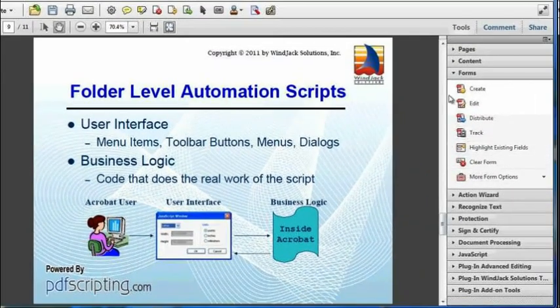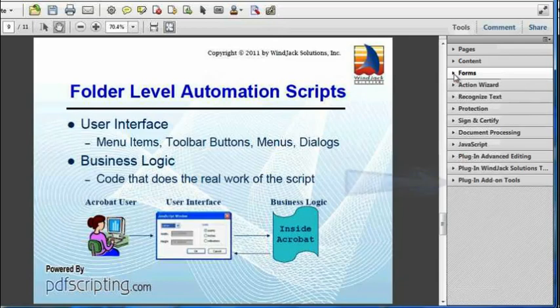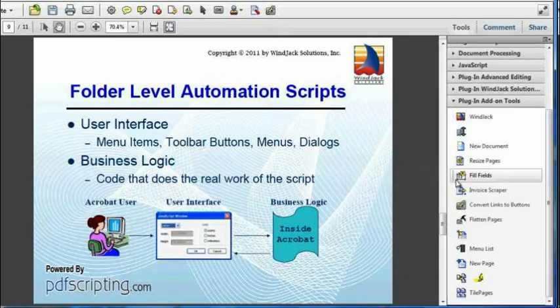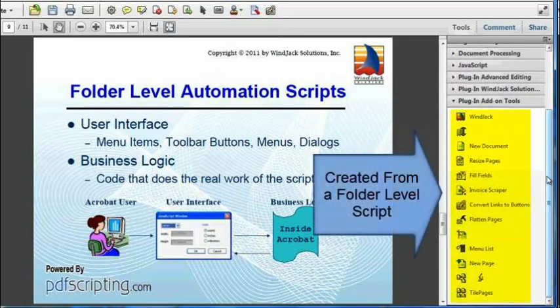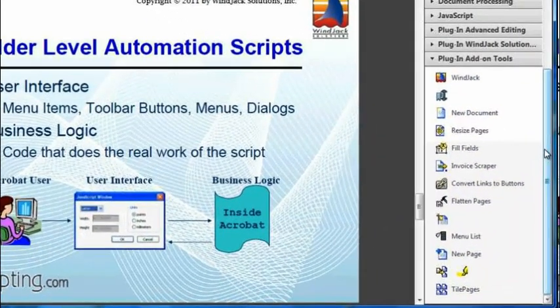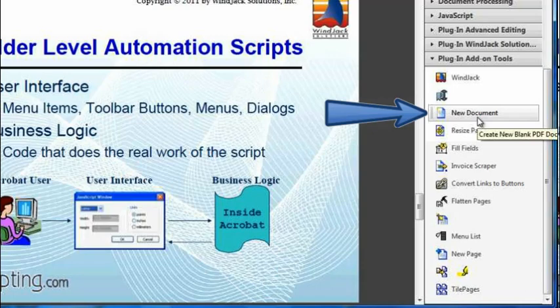In Acrobat 10, the JavaScript toolbar buttons appear on the Plugin Add-ons Tools pane. These buttons here were all created with JavaScript. Each one is an automation tool, and all of them can be downloaded at pdfscripting.com. This one, for example, creates a new blank PDF. I use blank PDFs a lot for testing.